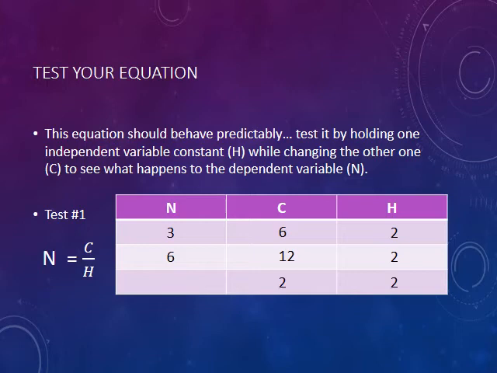If instead of doubling, we hold the homework constant, but we make the candy 1/3 what it was before, so we went from 6 down to 2, then the niceness should go down by a factor of 1/3. And if you run it through that equation, you find that it does. So good news, it's working so far.